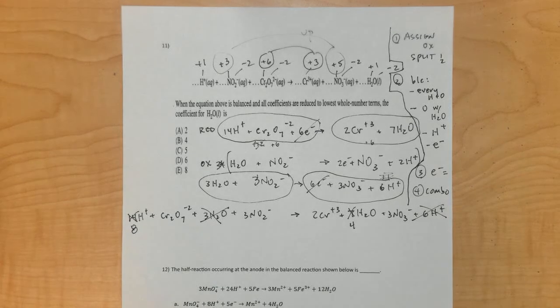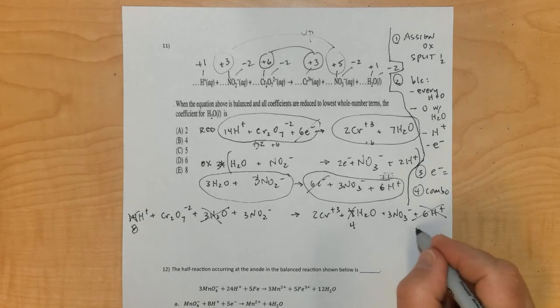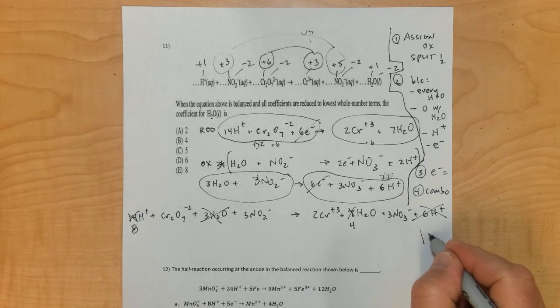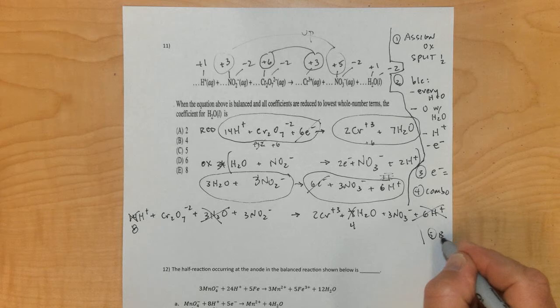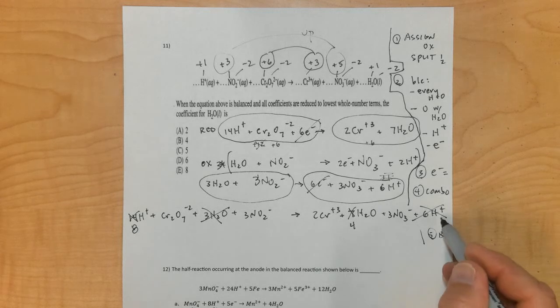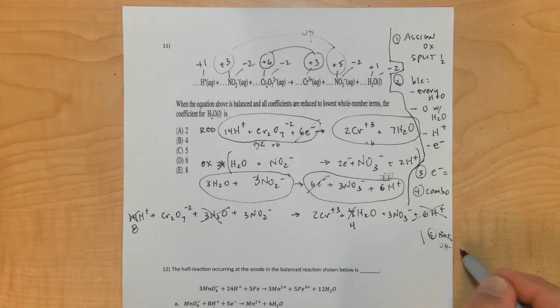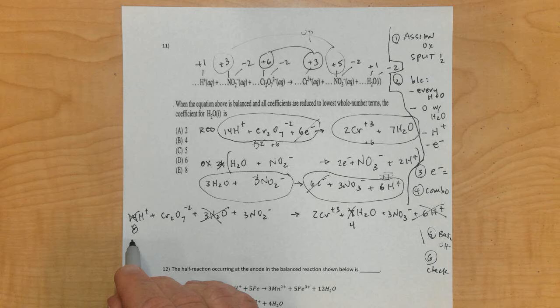And then, after I've canceled those out, I have to check it, which is, well, unless it's in basic solution, that's when I have to do step 5. If it's in basic solution, then I need to get rid of the H pluses by adding OH minus, but it's not. So then in step 6, I just need to check. And so I'll go through and do my check, and I hope that it's going to work.